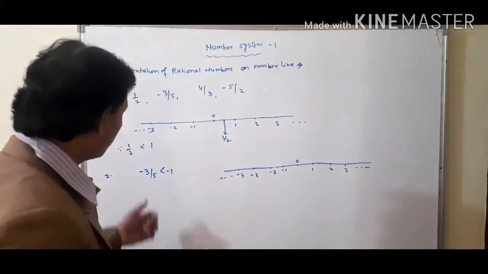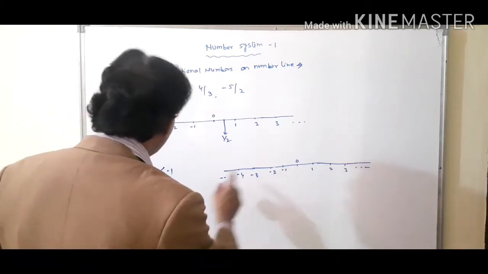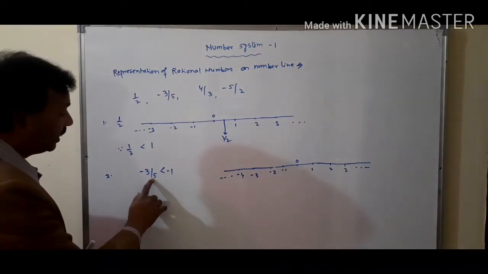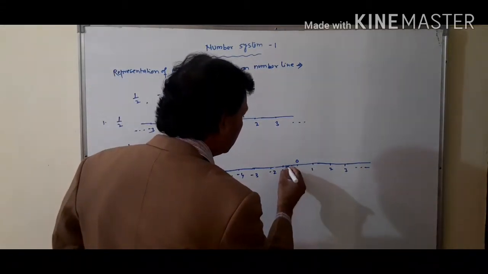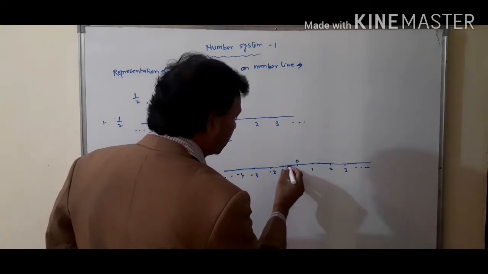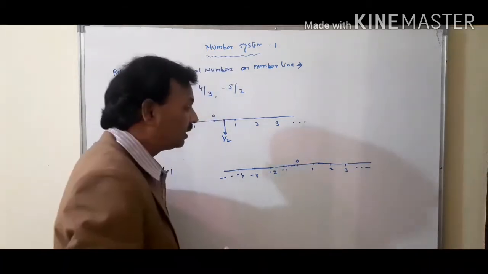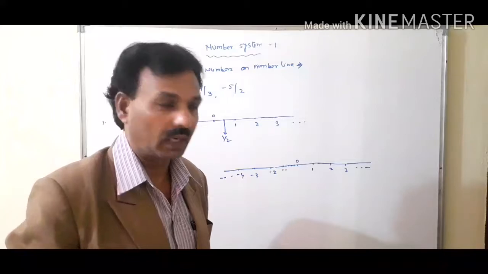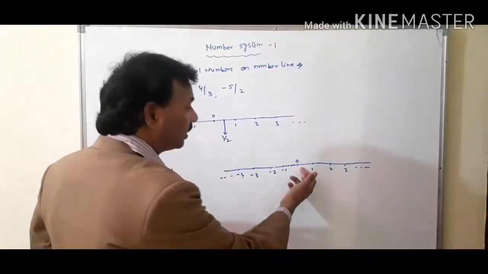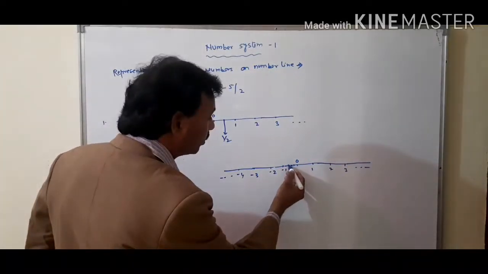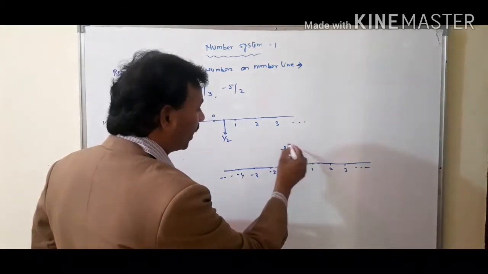But where? To find this, first divide 0 to minus 1 into 5 equal parts, equal to its denominator. That means 1, 2, 3, 4 and 5. This is the first part, second part, third part, fourth part and fifth part. We divide 0 to minus 1 into 5 equal parts and take 3 parts from the 0. That means 1, 2, 3. This position will be minus 3 upon 5 on the number line.